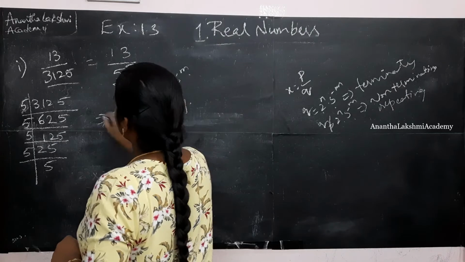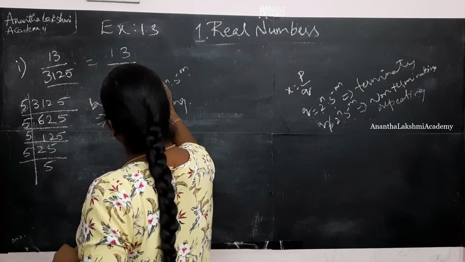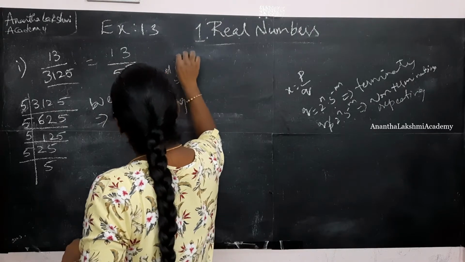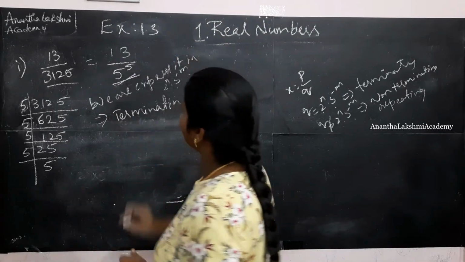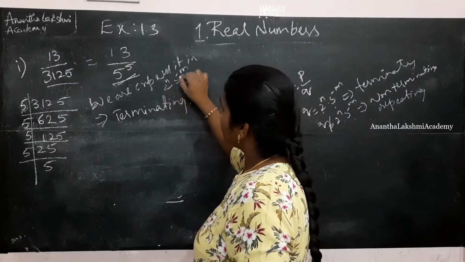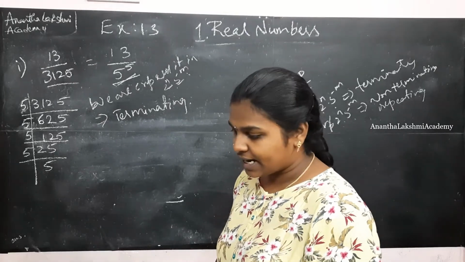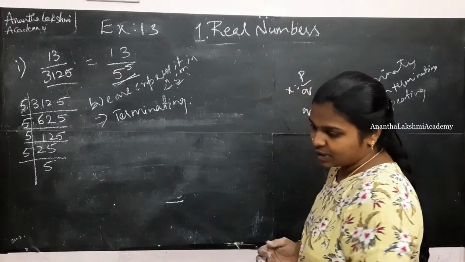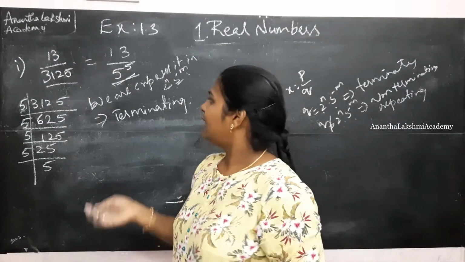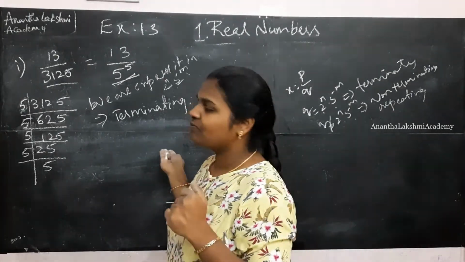Why? Because we are able to express it in the form of 2 power n and 5 power m, where n is 0 and 5 power m is nothing but 5 power 5. Alright, that is about problem number 2. Let's jump into the next problem. And the rest of the things are also quite familiar. You can do it in the same form.